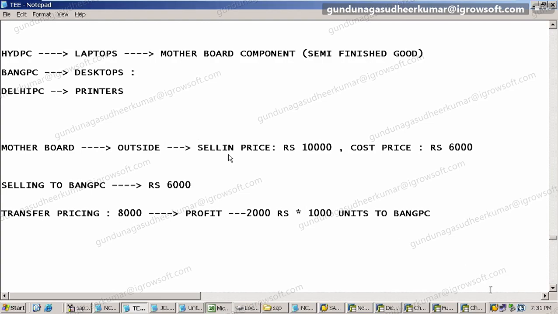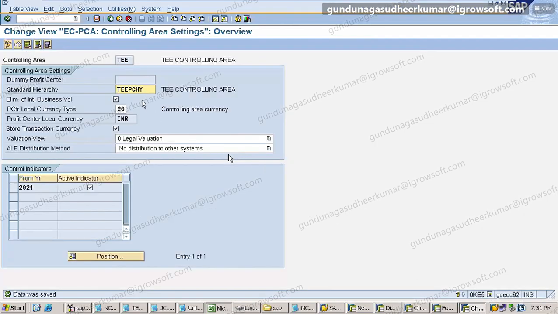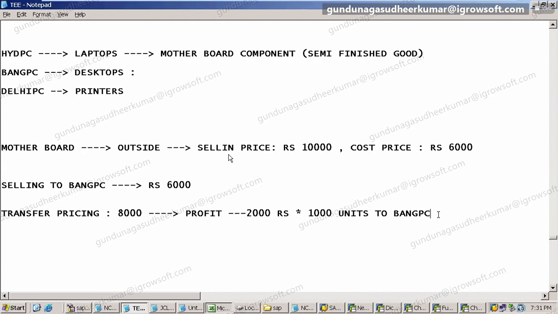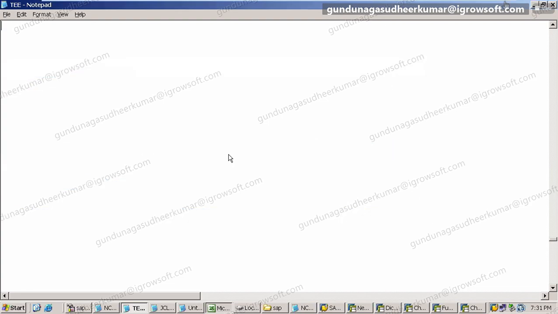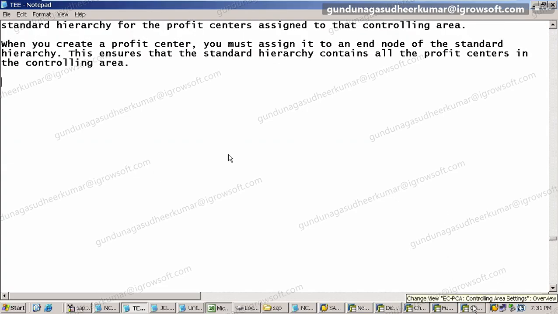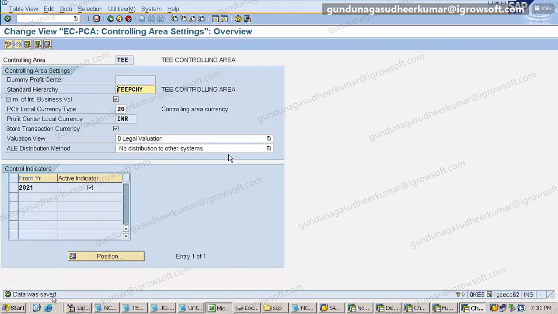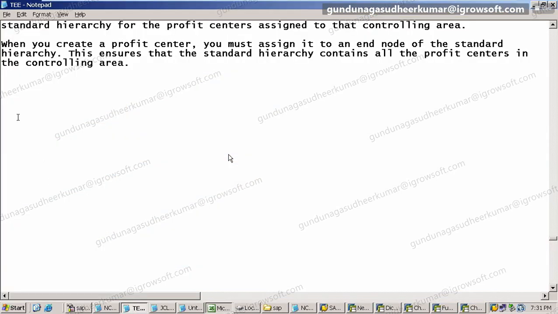Okay. Now step number 3, note down everybody. We have not saved that, sir. We have not saved, really? No, sir. Step number 3. We have to save that. Create a dummy profit center. Okay, note down.